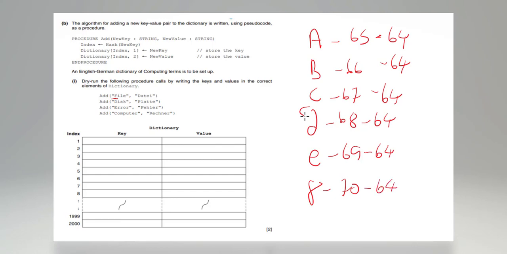So we've got file, F. F is 70, take away 64 is 6. Therefore, we're going to put file in here and its German equivalent in here. And I'm going to try and pronounce that. Okay, we've then got disk. Disk is 4 if you take away 64 from 68. So disk, and that is a platte.